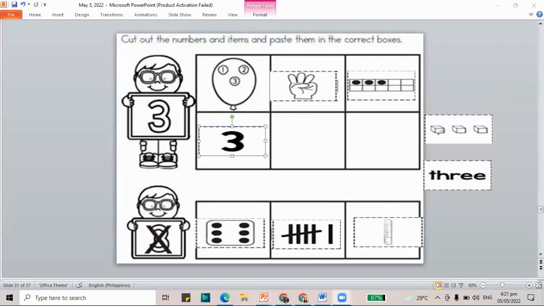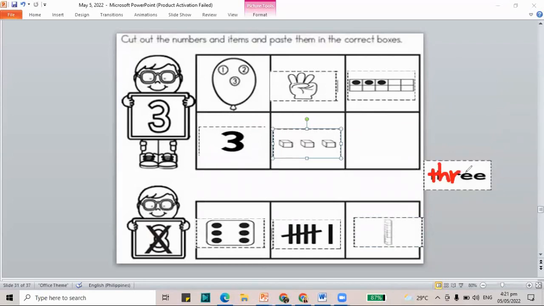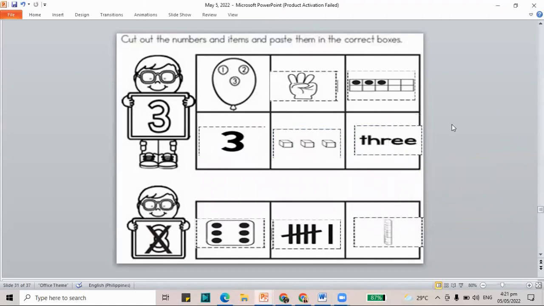How many boxes? 1, 2, 3. That's 3. And when we spell out 3, what are the letters? T, H, R, E, and E. That's for the word 3. If you're not yet done, pause this video, play it again once you're done.